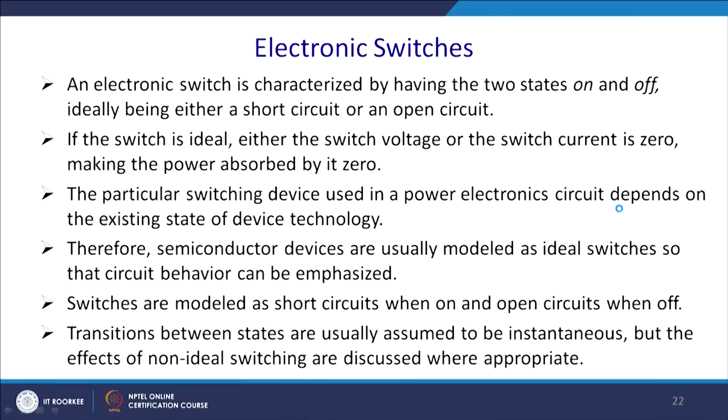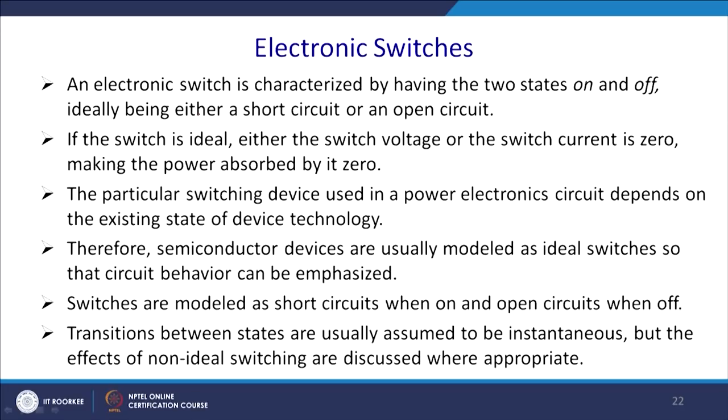Now what are the desired characteristics of the power electronic switches? What is the difference between a mechanical switch and an electronic switch? A mechanical switch basically has metal conductors and is slow in operation, and an electronic switch will be fast in operation. An electronic switch is characterized as having two states, on and off, ideally being either a short or an open circuit.